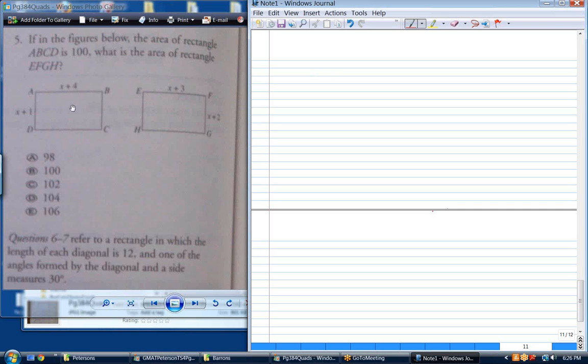Okay, so if you don't know where to begin, begin with what you do know. They're telling you the area of this rectangle is 100. What equation can I write that represents that statement? X plus 4 times x plus 1 equals 100. Okay. Now I can proceed in 2 ways. I can actually solve that for x. That's a quadratic. Well, I might be able to solve it for x. What should I do next?